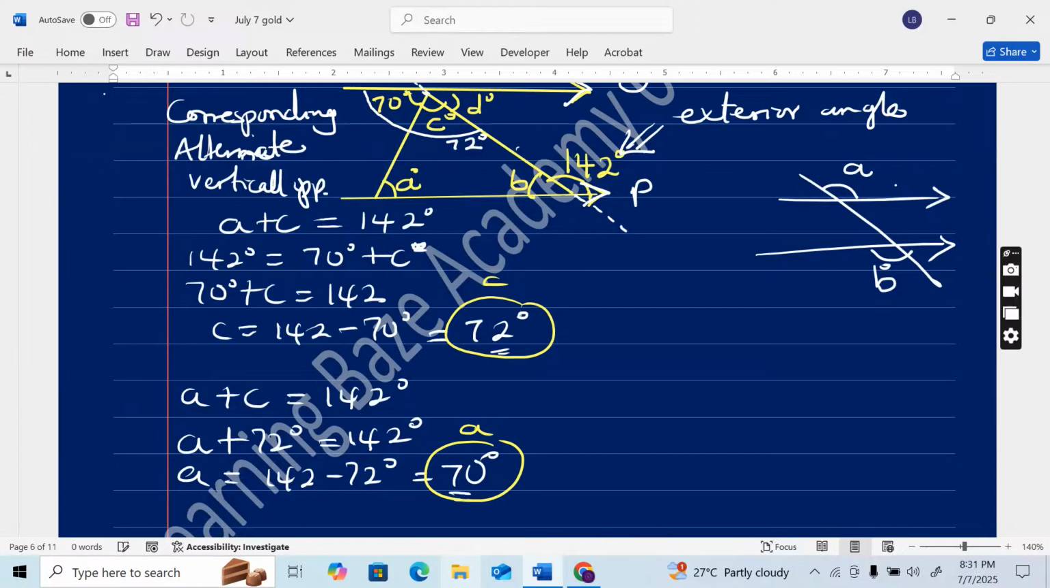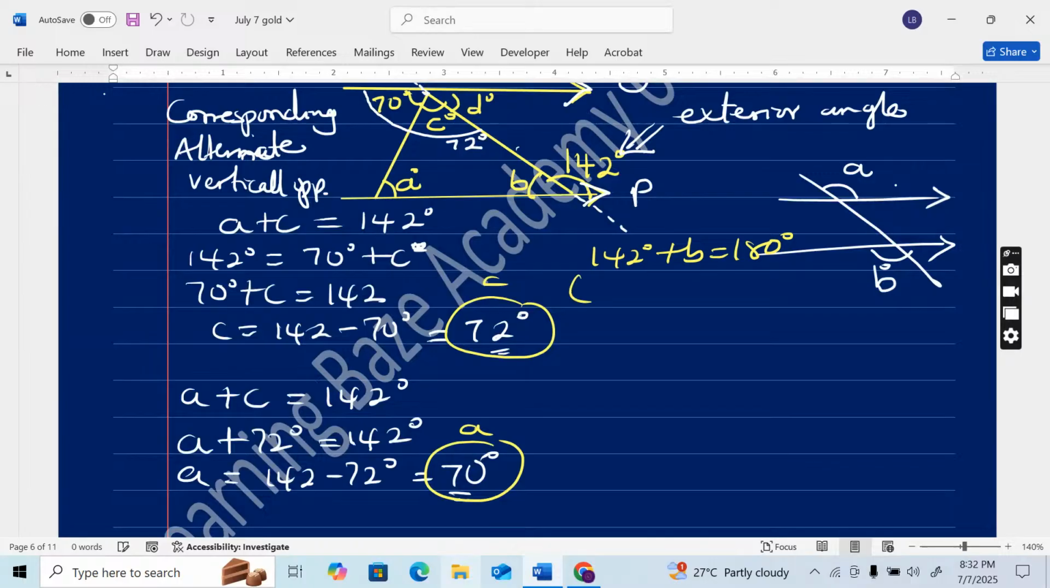Which angle are we left with? Angle B. Now, to get angle B, use the sum of angles in a triangle. The sum of angles in a triangle is equal to 180 degrees. You can add up all the angles and find the value. Or you should say that angle B and 142 degrees are angles on a straight line. So we can find the value of B. So 142 degrees plus B equals 180 degrees.